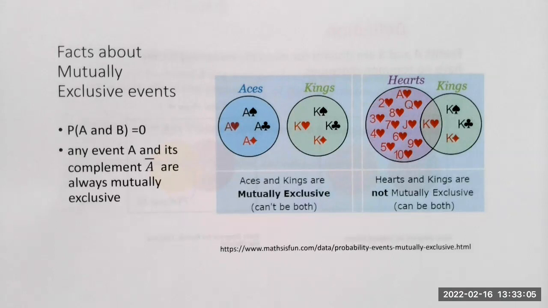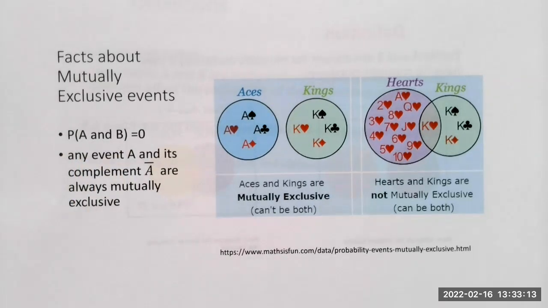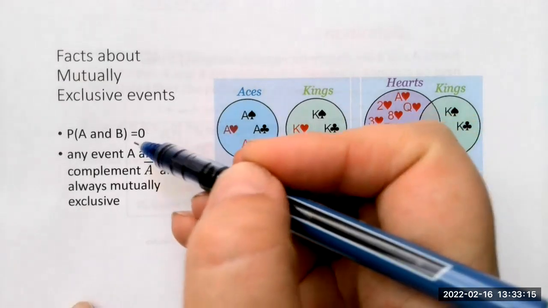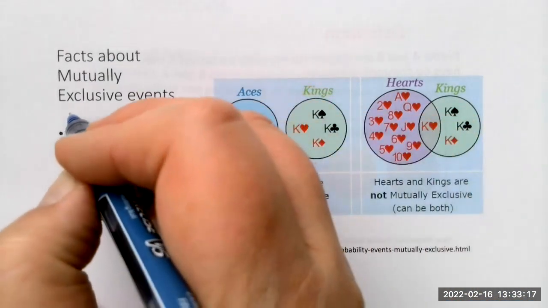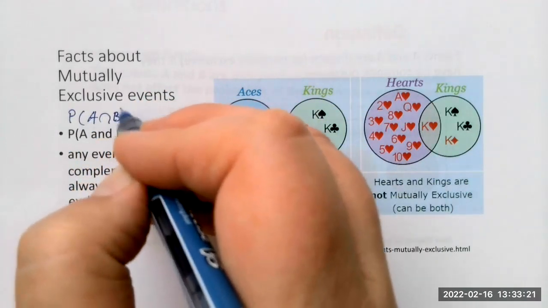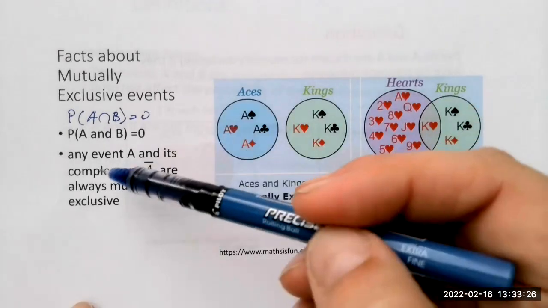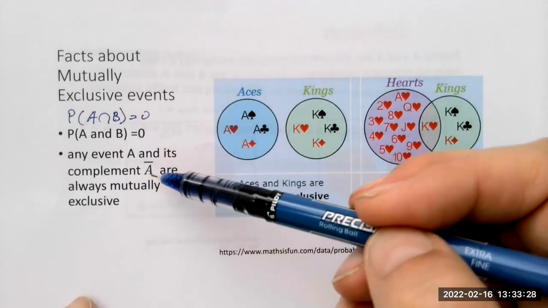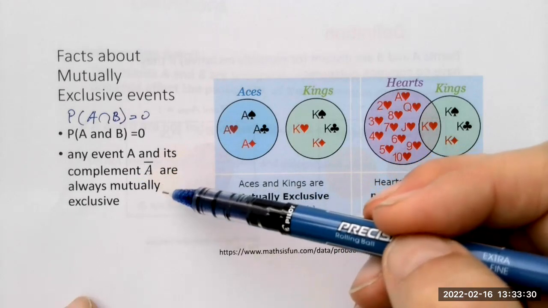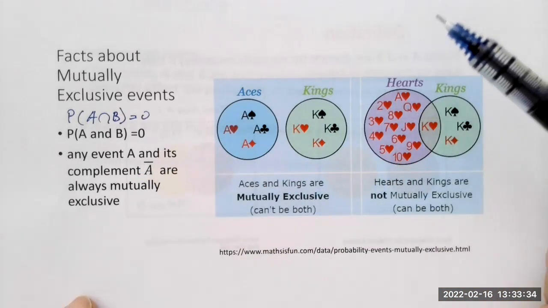And here's some facts about mutually exclusive events. Since they don't overlap, the probability of A and B will always be 0. We can also write it like this. And also any event A and its complement are always mutually exclusive, again, because they don't overlap.